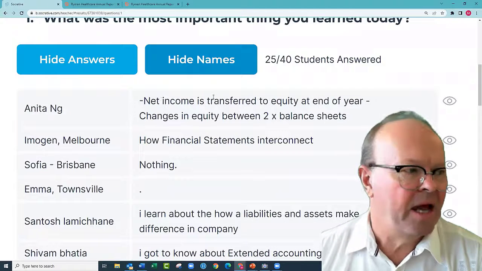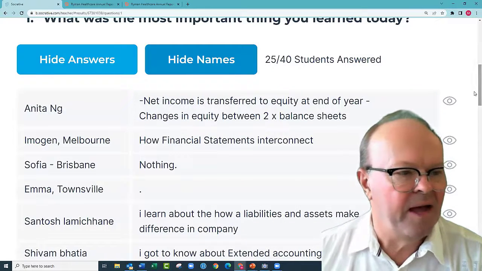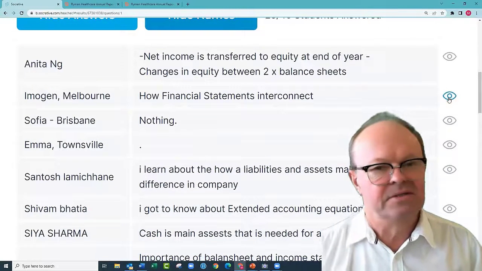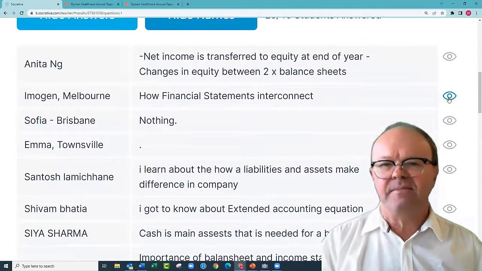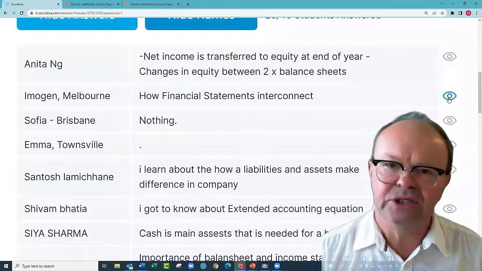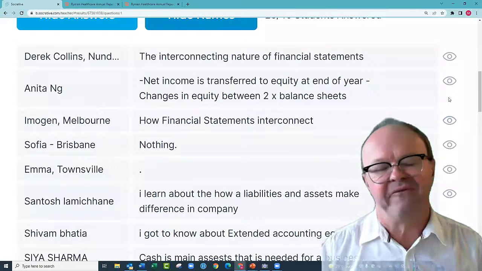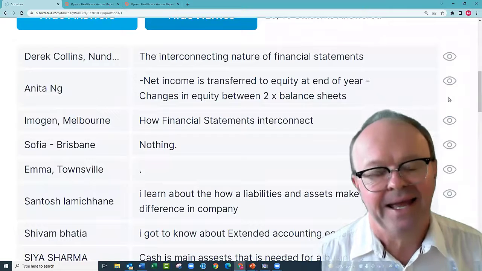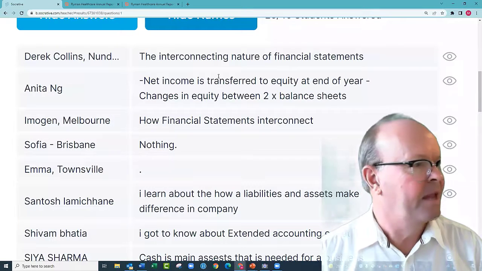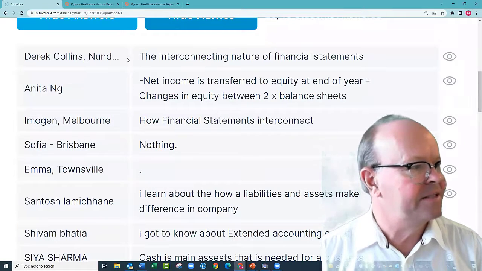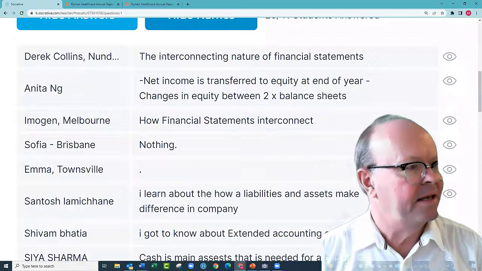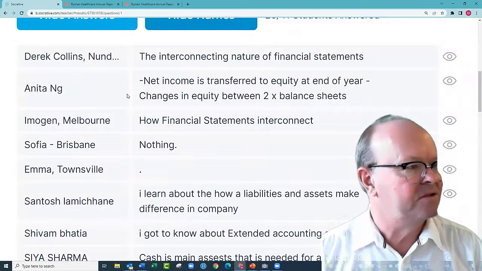This can be quite an eye-opening new thing to see how they're interconnected, and that'll be something you can think about quite a bit during the term. And as you get used to seeing how it all interconnects and how it flows through, you'll understand how accounting works. Derek said the same thing, the interconnecting nature of financial statements.